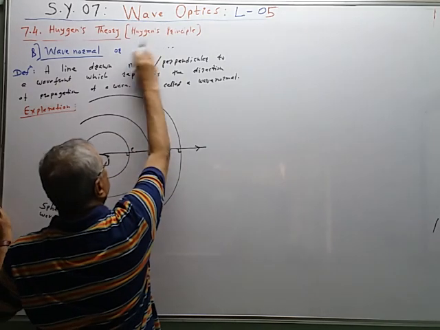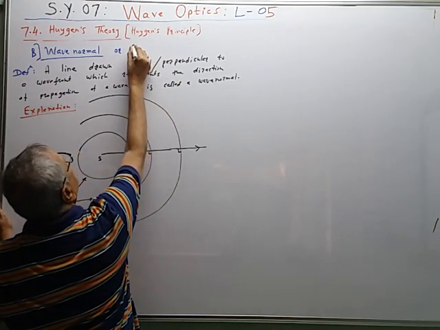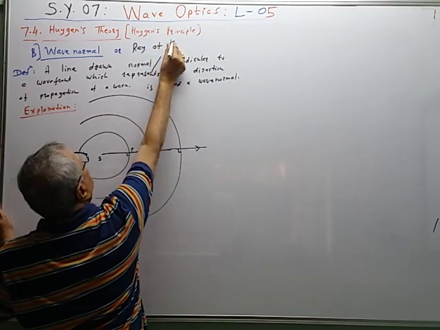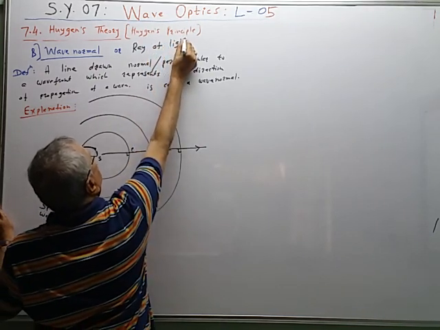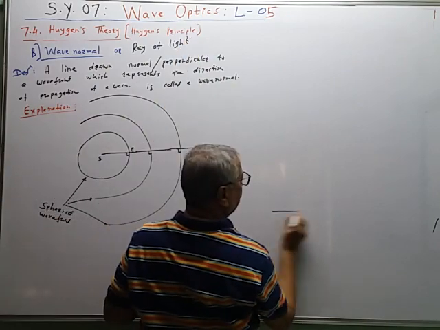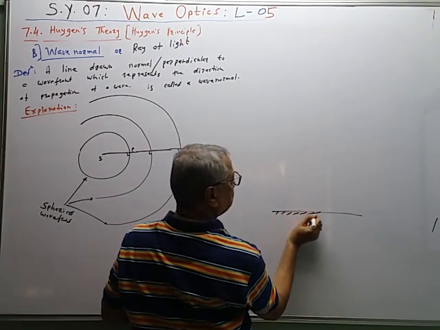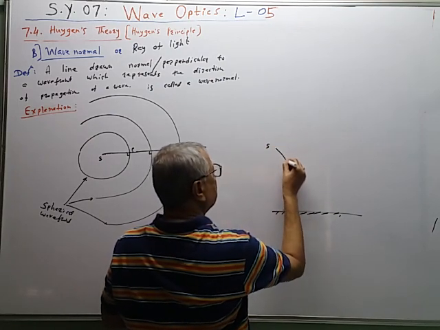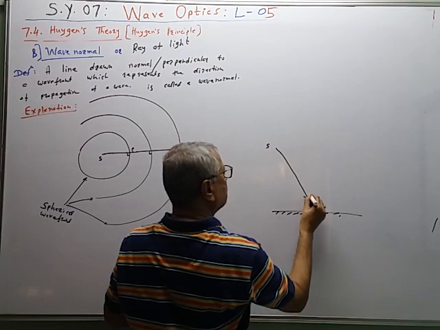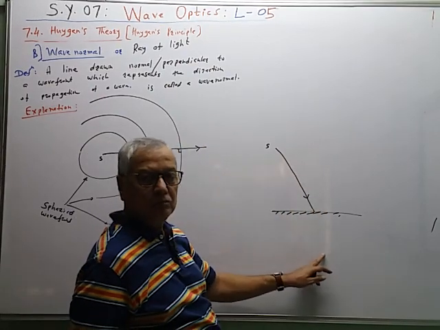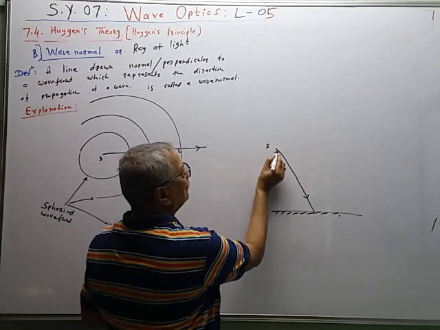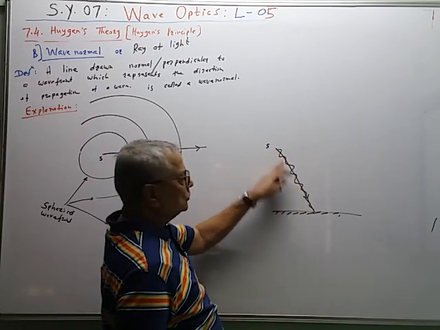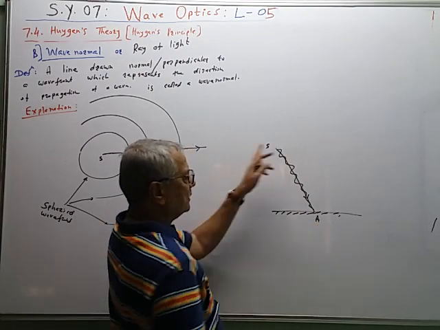Actually, the basic name is ray of light. Wave normal means ray of light. For example, if we consider a mirror, then if the source is kept here, then the light energy is transferred in this direction. So this is called the incident ray. It is the line along which the wave propagates, called the ray of light. So this SA is a ray of light.